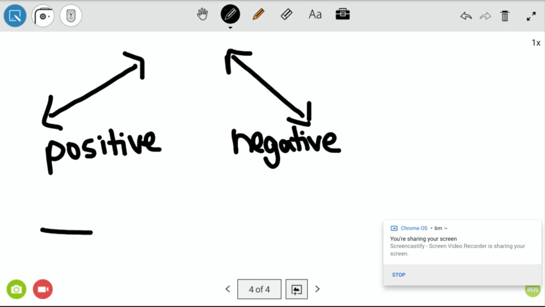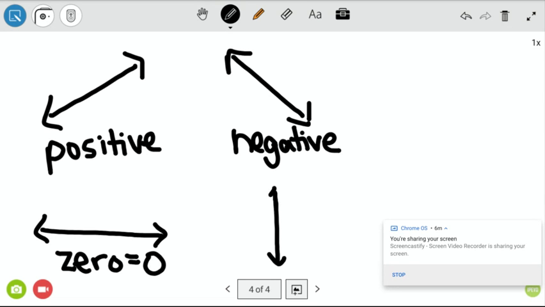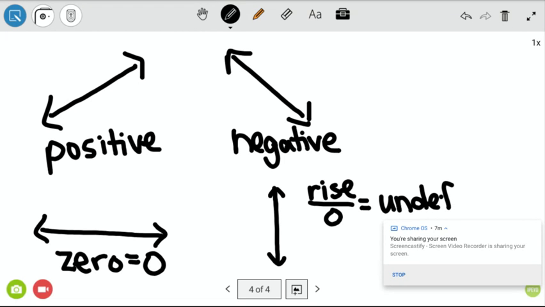Now, if you have a flat line, a horizontal line that goes straight across, that is what we call a 0 slope. And you can actually use the number 0 as well. And then if it is a vertical line, that means there's a rise, but the run is 0, and you can't divide by 0, so we call this undefined.